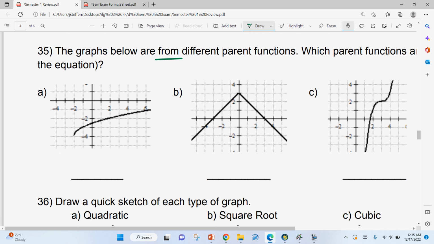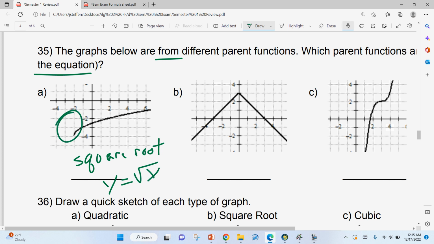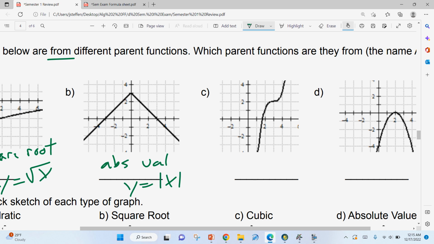So this one is a square root. And I added that about the name and the equation. And the equation is square root of x. And again, I don't need the equation for this, I just need the equation of the parent function. This is absolute value. Y is equal to absolute value of x. This one is a little loop-de-loo, or a little curvy S-looking thing, which is a cubic.